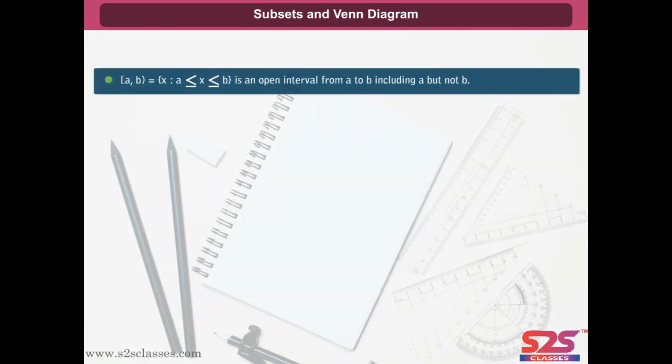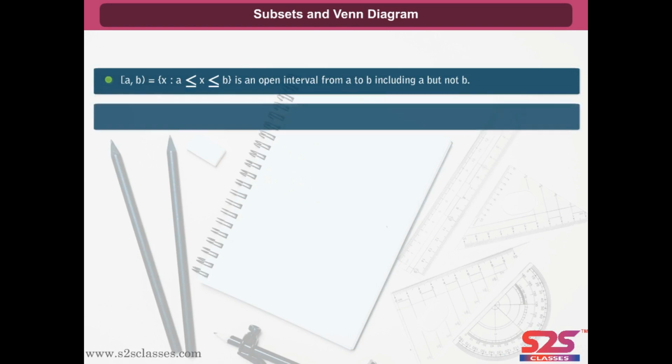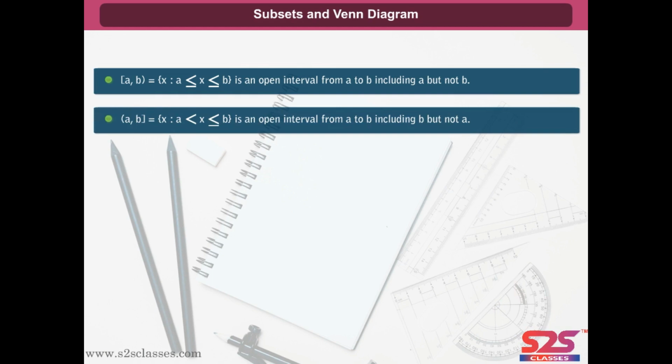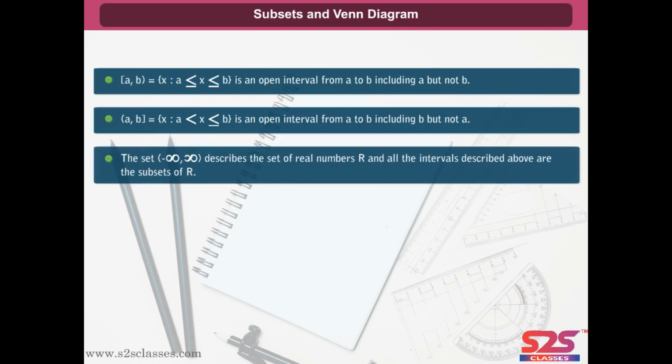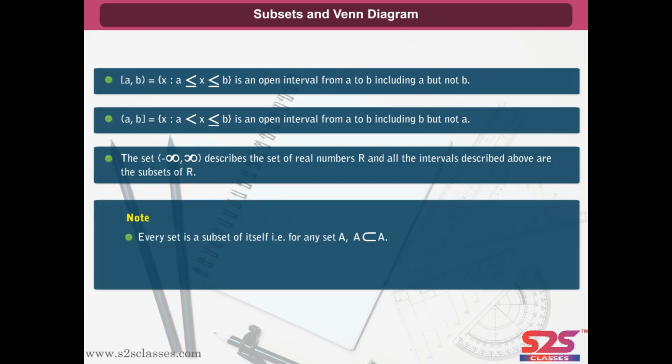This expression is an open interval from A to B, including A but not B. This expression is an open interval from A to B, including B but not A. The set minus infinity to plus infinity describes the set of real numbers R, and all the intervals described above are subsets of R.